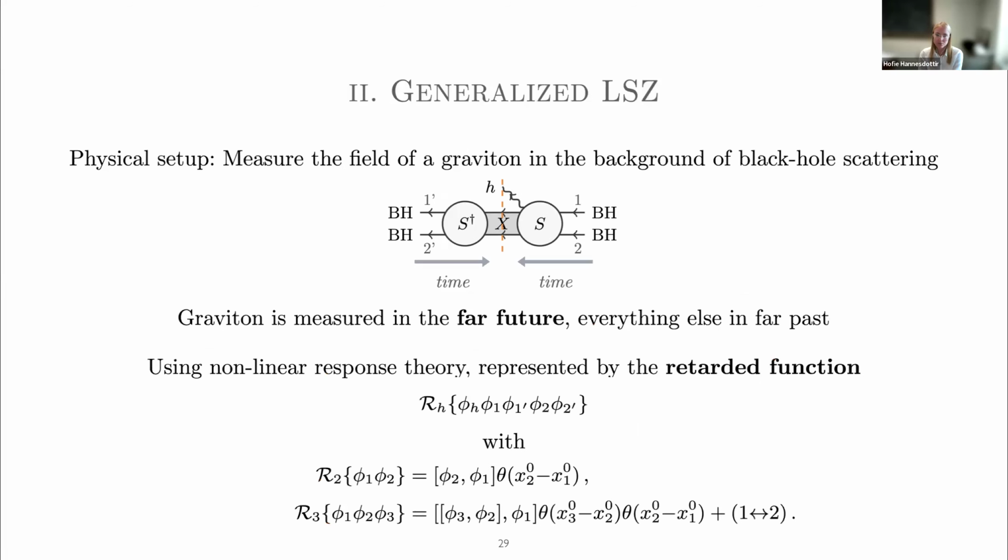Let me not stop too long at this method because we want to get to the generalized LSZ. So remember that the physical setup is that we measure the field of a graviton in the background of black hole scattering. So you can think of time as flowing forward to the left here, and then forward to the right on the other side of the cut. And the graviton is measured in the far future, and everything else is in the far past.